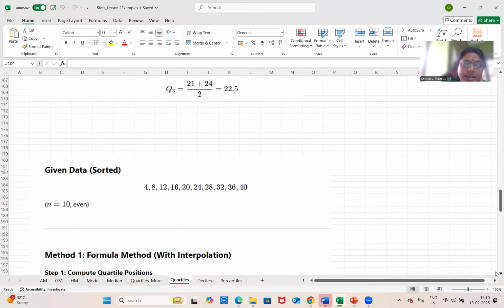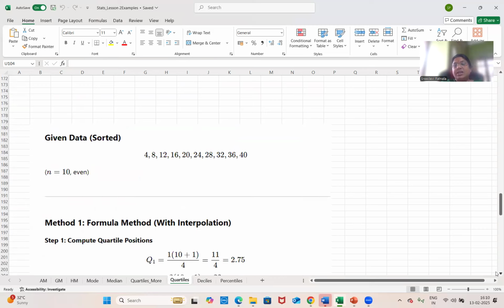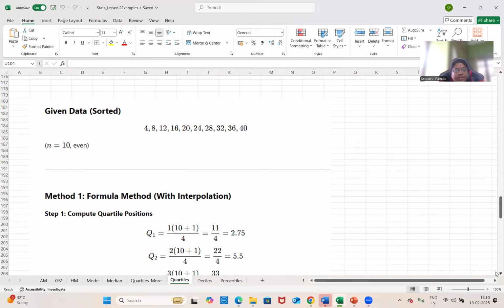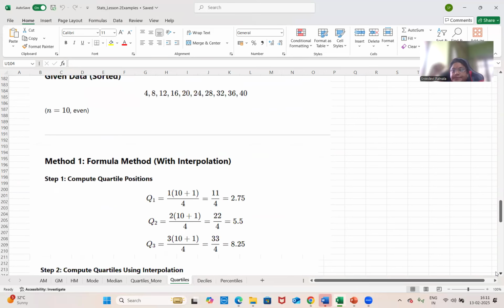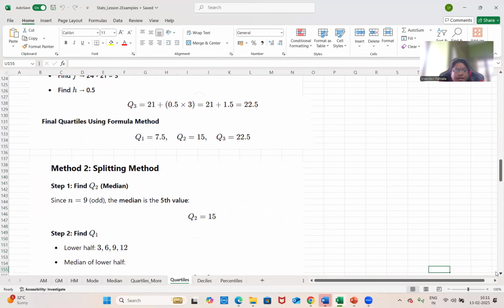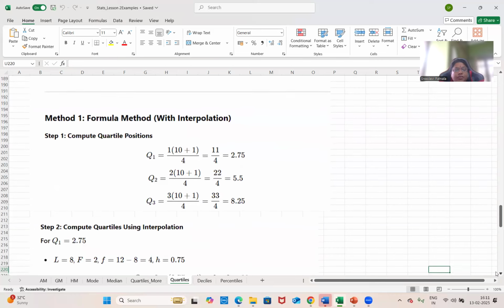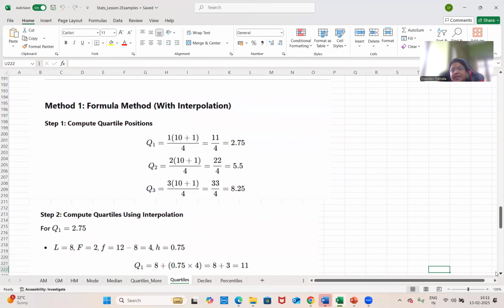Next comes the even data set. When an even data set is given, originally the data set is given in the above example order. Now you have the even data set, so with the same formula, find Q1, Q2, Q3. Q1 is k times (n plus 1) by 4, where k is equal to 1. So you use it for Q1, Q2, Q3, and you get 2.75, 5.5, 8.25. All three values are in decimal values.